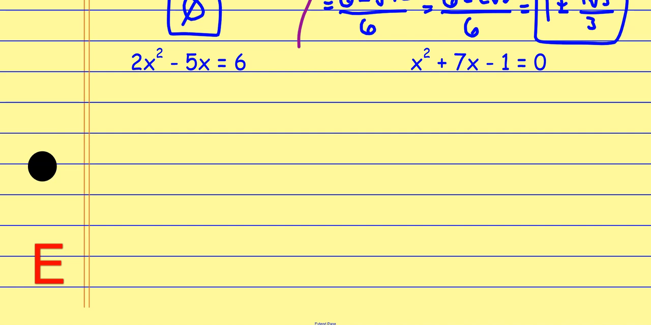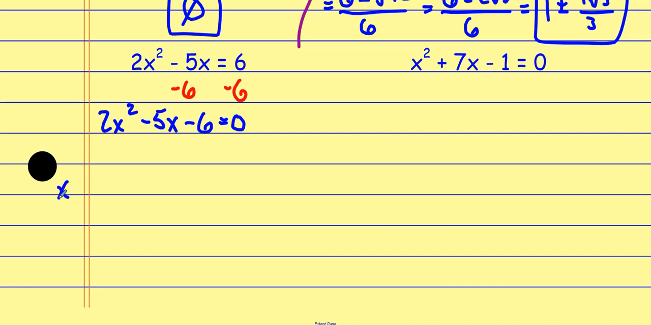This one, once again, is not in the right format. I got to subtract that 6. See, I need it equal to 0 for it to be in that format of ax squared plus bx plus c equals 0. And now I can see it. A is a 2, B is a negative 5, C is a negative 6. Be aware of the signs, all right?